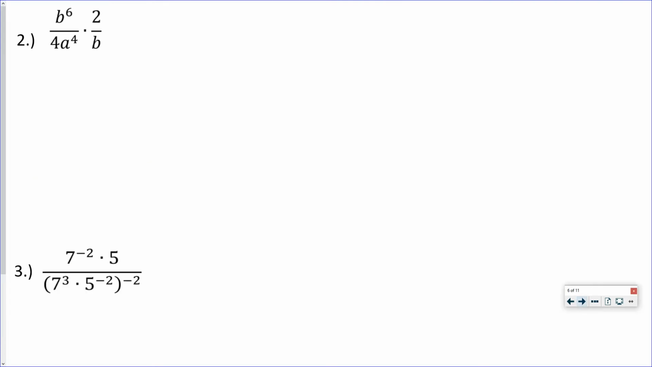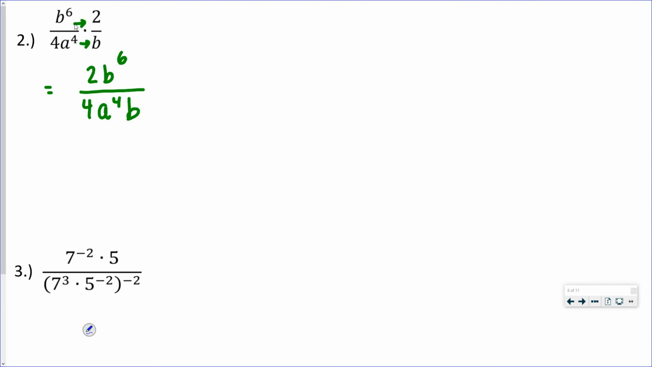All right, let's try another one. These are fun. I don't have any powers here, so I'm just going to start by multiplying these. And again, how you multiply fractions, multiply the top, multiply the bottom. I personally, when I multiply like numbers and letters, I like to put the numbers in front. So I would write that product as 2b to the 6th all over 4a to the 4th b.